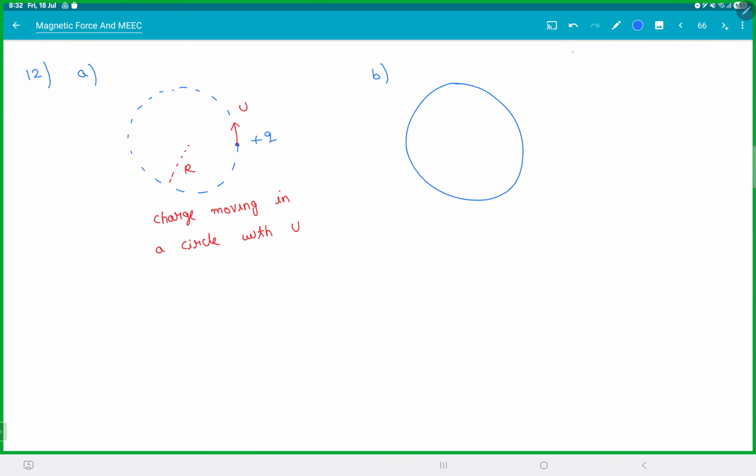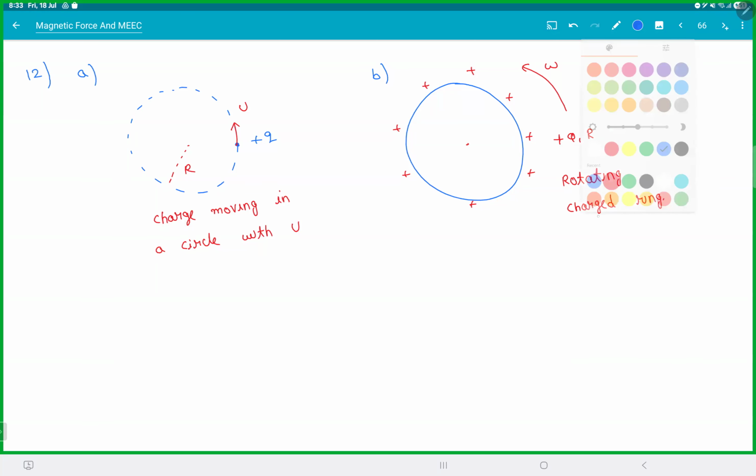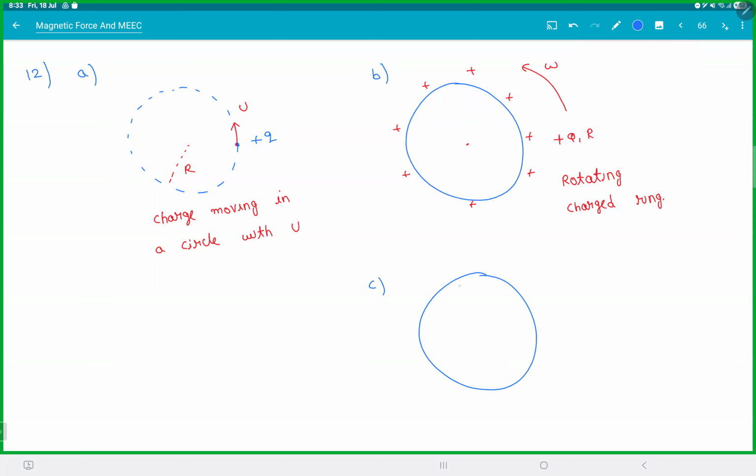Let's say we have a charged ring rotating with omega, charge Q and radius R. Let's say we have a charged disk. Find the magnetic moment of the systems.